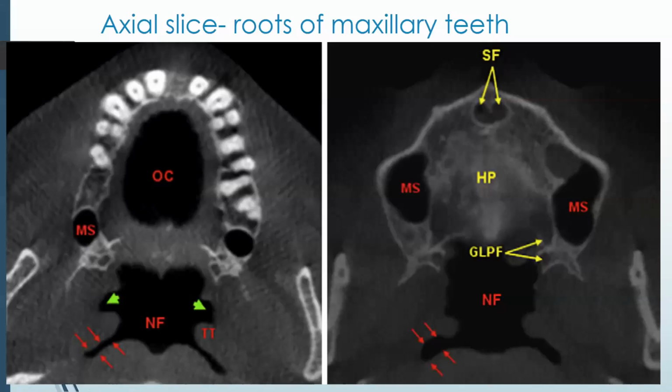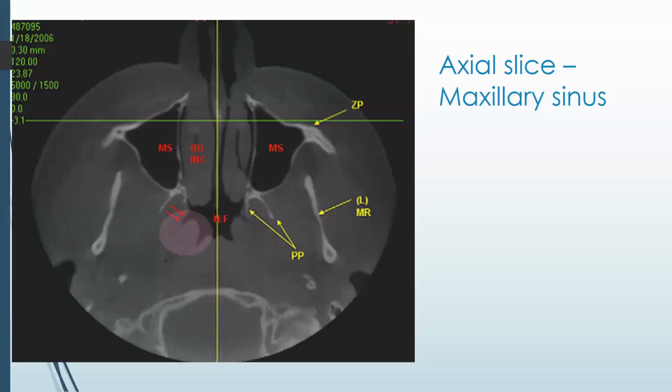Regarding the axial slice at the roots of the maxillary teeth, you have the greater and the lesser palatine foramina. And this is where the eustachian tube opens into the pharynx. MS is the maxillary sinus, and this is the hard palate. So basically you have the superior foramina of the nasopalatine canal, the maxillary sinus, and the greater and lesser palatine foramina. Now, can you make a guess over here? What is ZP?